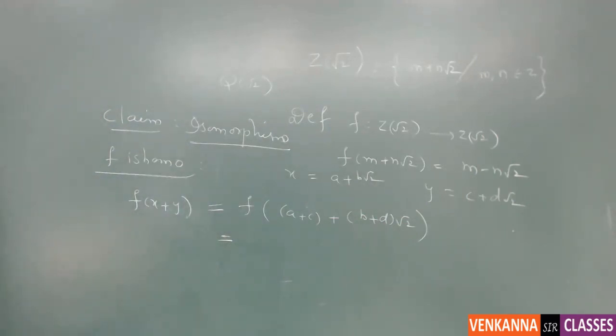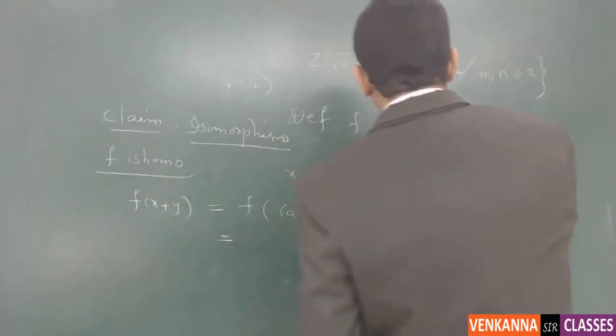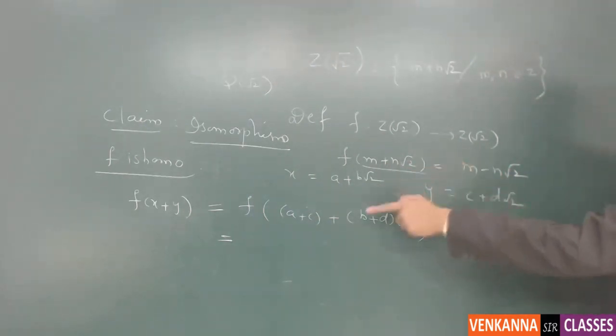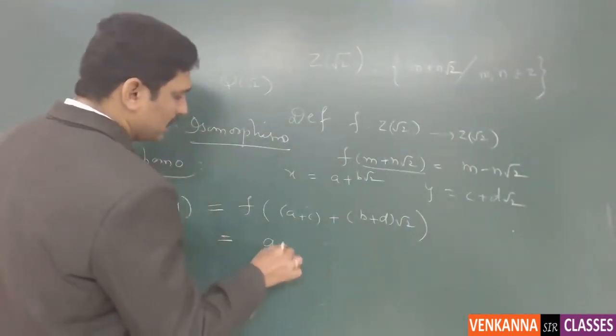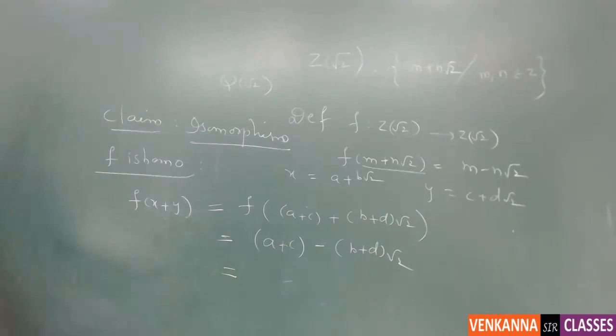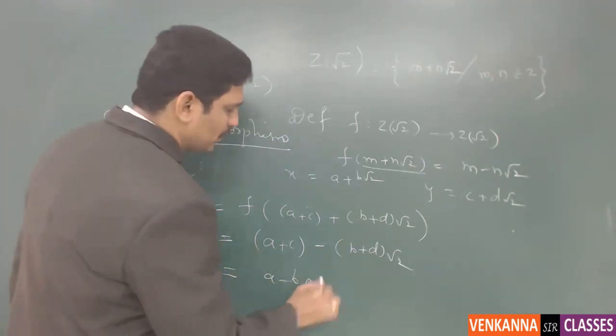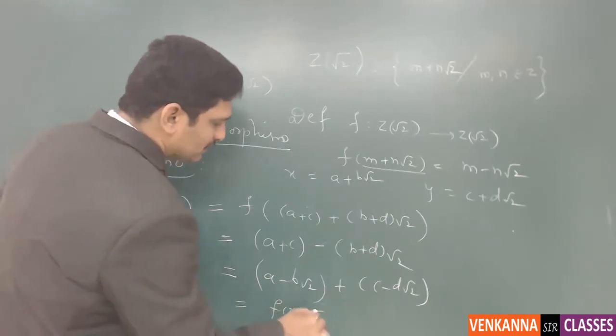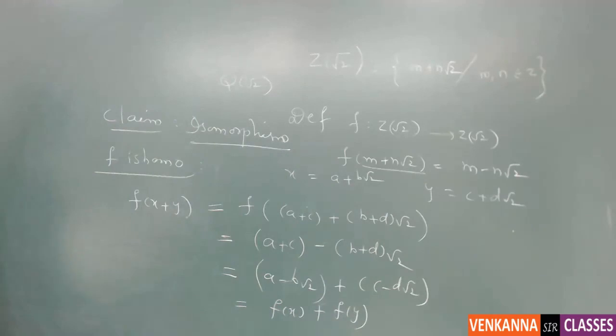Now see how the function is defined. Whenever an element is of the form, this plus is replaced with minus. Remaining values are taken as it is. Applying the same definition here, it is nothing but a plus c minus b plus d root 2. Separating the terms, you can write it as a minus b root 2 plus c minus d root 2, nothing but f of x plus f of y. Please check. Do we accept it? So the first condition of homomorphism is satisfied here.